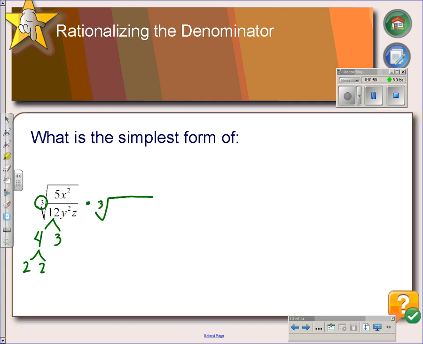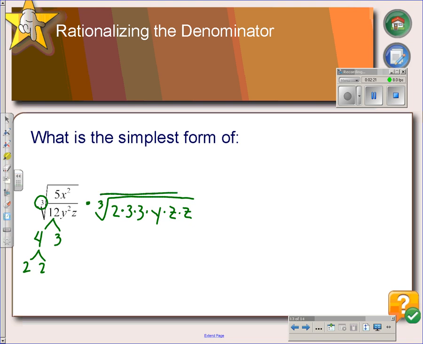So we have 2 2's. We're going to need one more 2 to give us 3 of a kind. We have 1 3. We'll need 2 more 3's to give us 3 of a kind. With the y's, we have 2 y's, so we'll need one more to total 3. And for the z's, we only have 1, so we're going to need 2 more to give us a total of 3 z's. When we multiply this all together, everything in the denominator will be 3 of a kind.